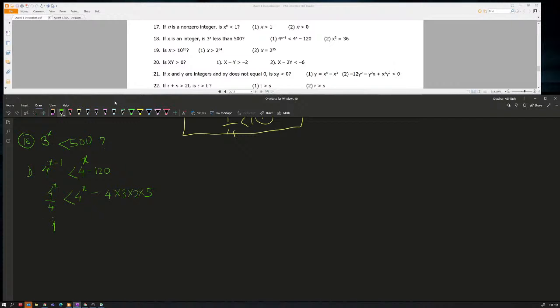So x is equal to 0 will make it 1 by 4, and this will be 1 minus 120. So this will be minus 119. This will be 0.25. So we get this condition is not met, right? So 0 cannot be taken. Now let's see which number could be taken. Just analyze this. So any number where this guy is positive at least, right? So positive and greater than 0.